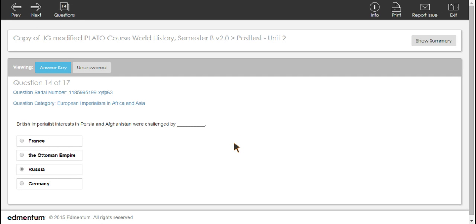British imperialist interests in Persia and Afghanistan were challenged by France, the Ottoman Empire, Russia, or Germany. Correct answer is Russia. By 1914, which of the following African countries were still independent? Algeria and Angola, Congo and Tanganyika, Ethiopia and Liberia, or Nigeria and Uganda? Correct answer is Ethiopia and Liberia.